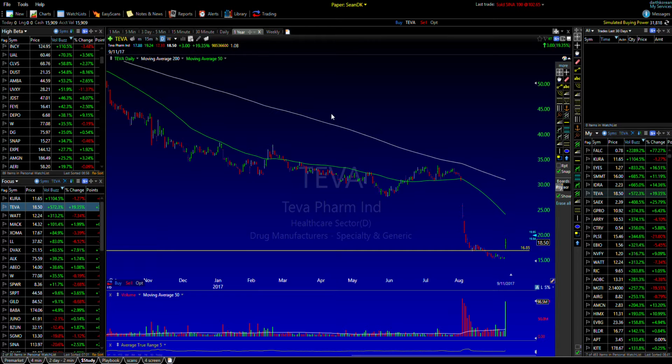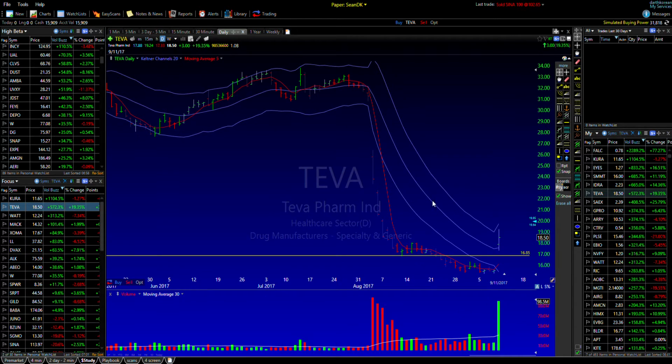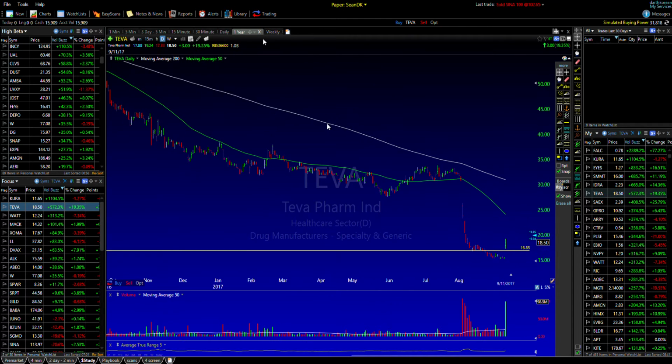Some people use 20 period moving averages. The midline for the Keltner channel is actually a 20 period moving average. But basically, you're seeing from the 1 year chart, it's in a clear downtrend. Gap down to all-time lows on high volume and then consolidated there.